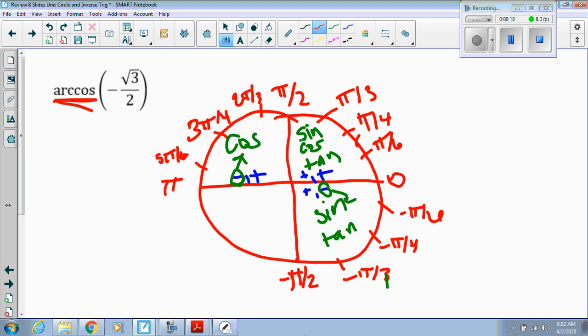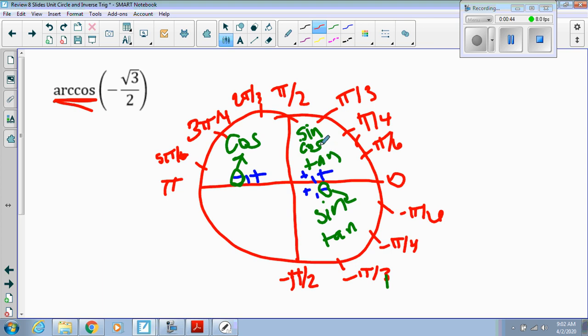Okay, remember inverse trig is going to go from negative pi over 2 all the way to pi, depending on what function we're looking at. So for sine, right, sine is positive in the first quadrant and it's negative in the fourth quadrant. So that means if we're doing sine, it's the negative values.